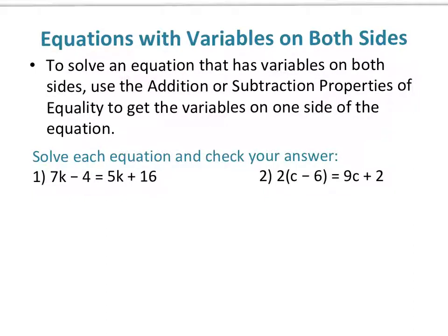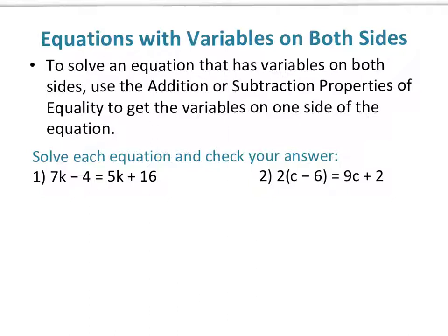Our last type of equations that we're going to look at solving are equations with variables on both sides. To solve an equation that has variables on both sides, we're going to use the addition or subtraction properties of equality to get the variables on one side of the equation. Similar to how we were solving our other types of equations, we have to get the variable on one side and all the non-variable terms on the other. So let's look at some problems.